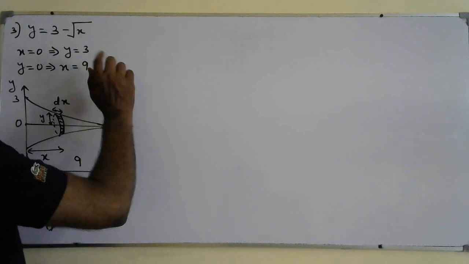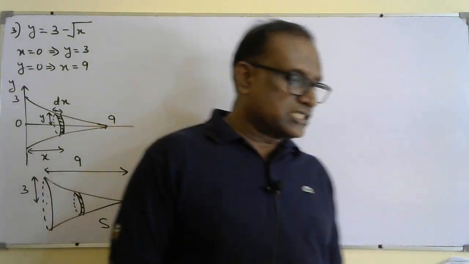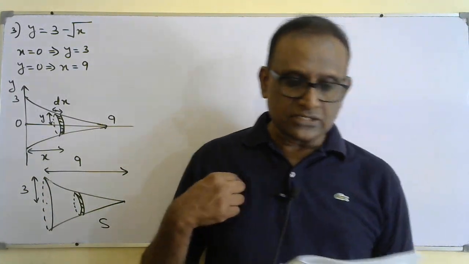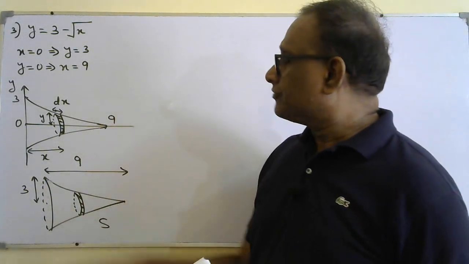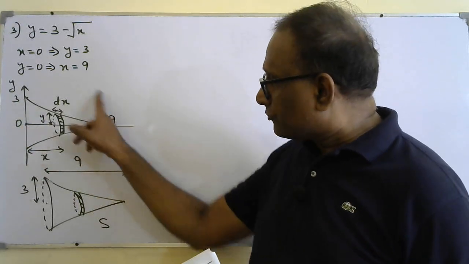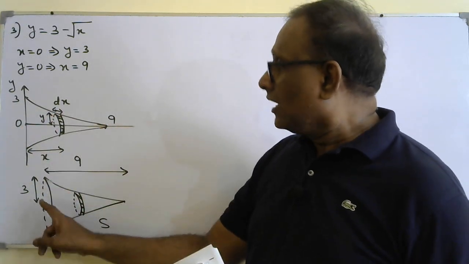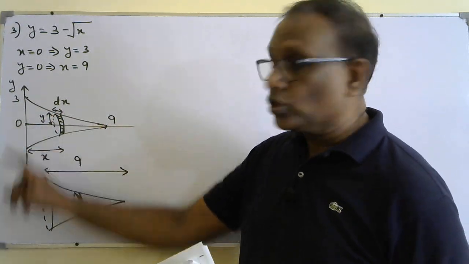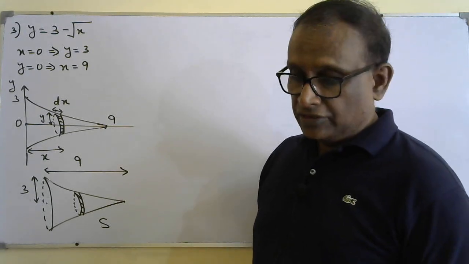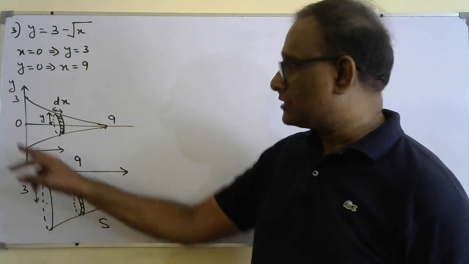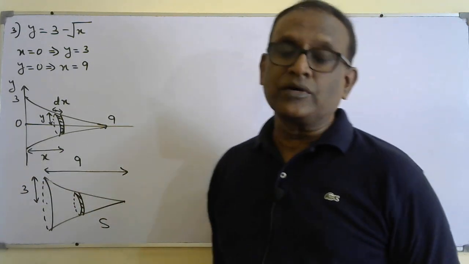Okay, part B of question number 3. Find the x coordinate of the center of mass of S. That means we need to find the center of mass of this S from the point O, from the origin. Find the x coordinate of center of mass means from O what will be the center of mass distance.